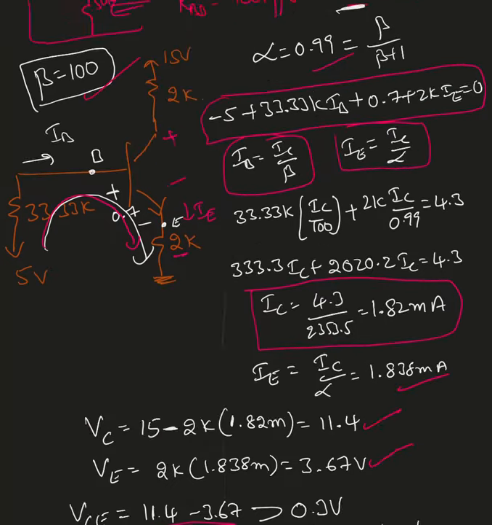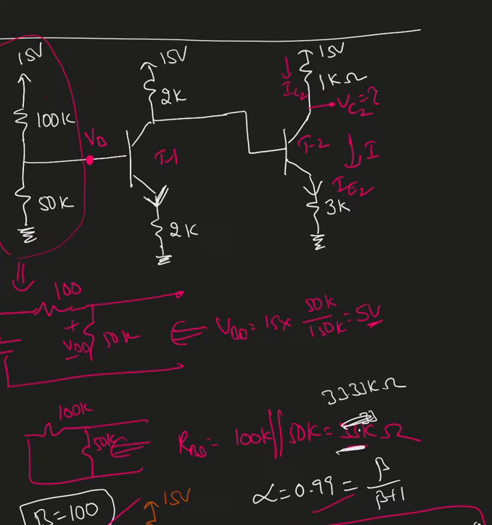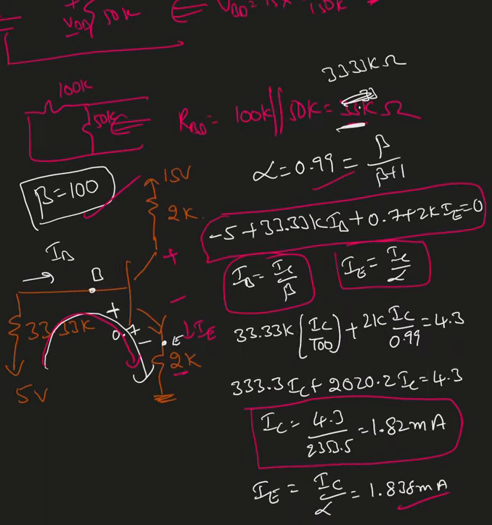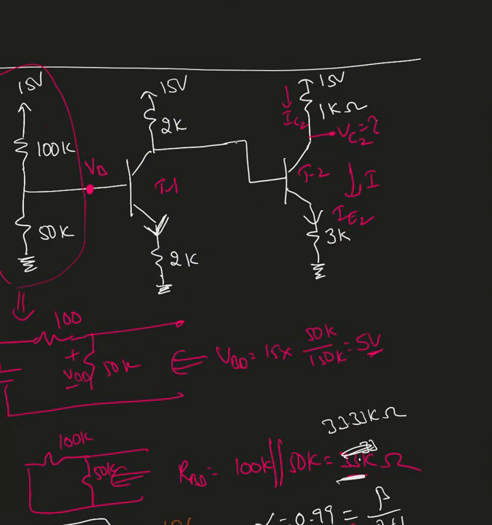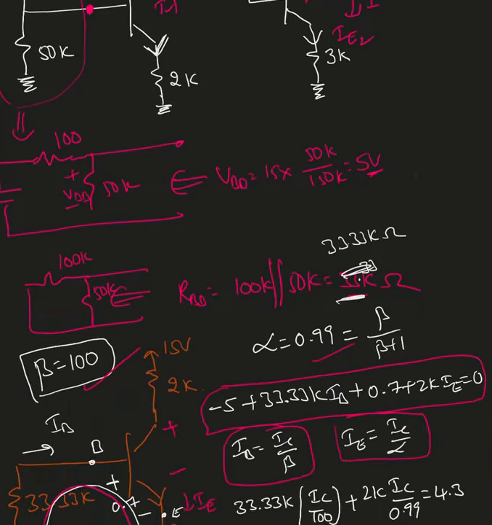Now we're going to start solving the second transistor. All I know is the voltage at this point, VC, equals 11.4 volts. So based on that, we'll find out what's going on with the second transistor.